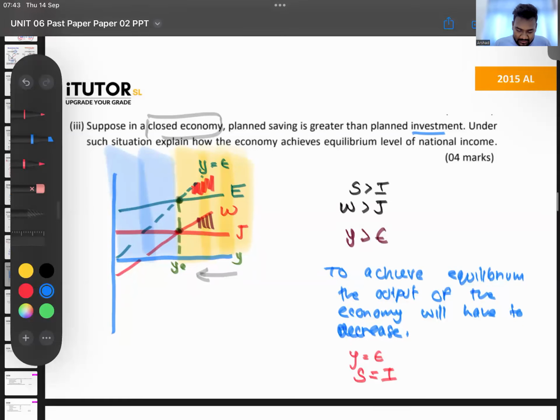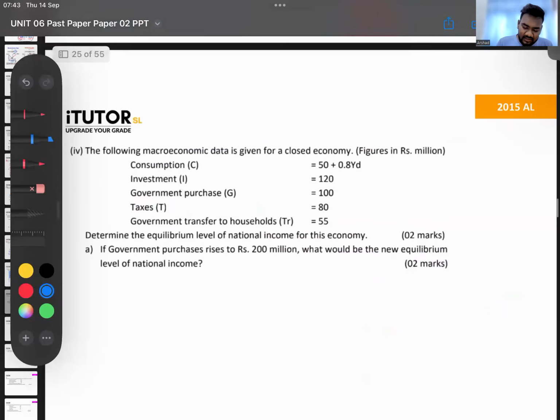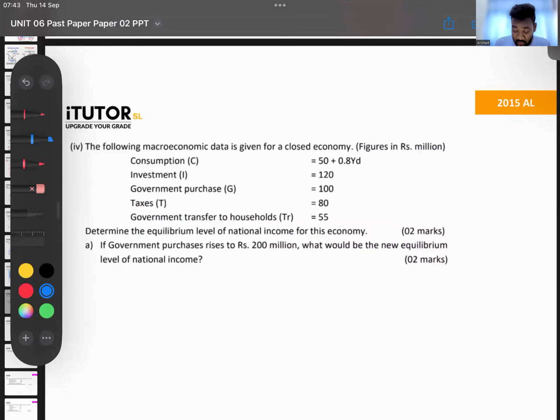Now, then question 4. The following macroeconomic data is given for a closed economy: consumption, investment, government purchases, taxes, and government transfers. Determine the equilibrium level of national income. Because I think this has to be A, no? My question numbering is wrong. I have missed the bullet point at first. This has to be A. So this is A. Then this is B.